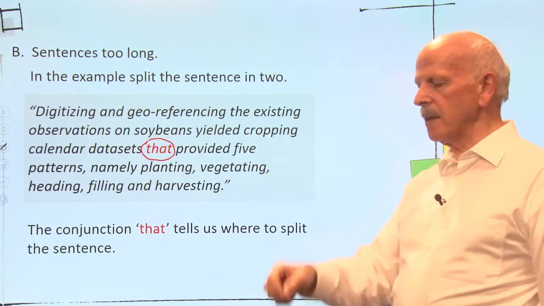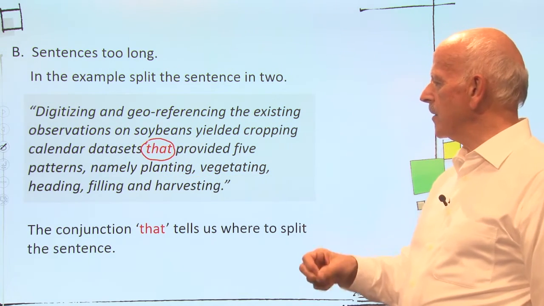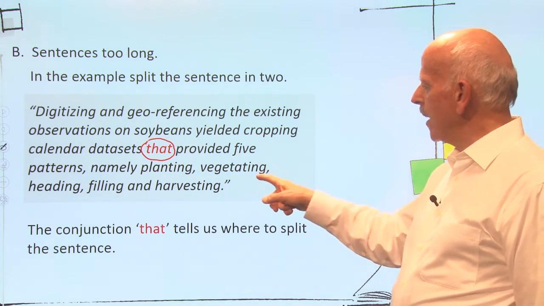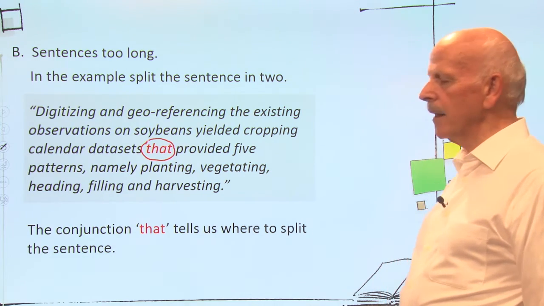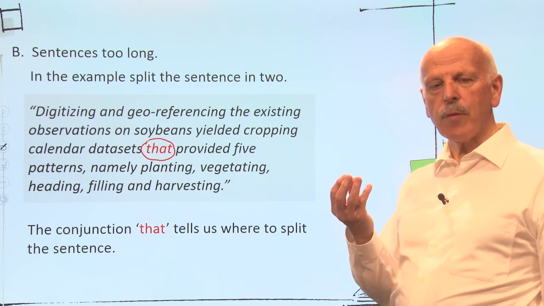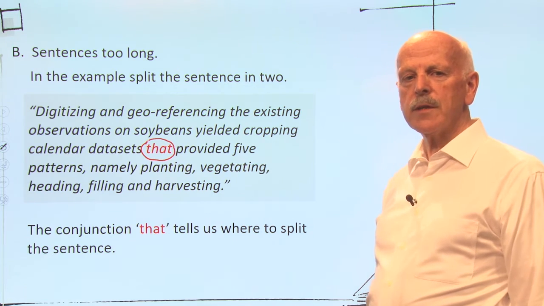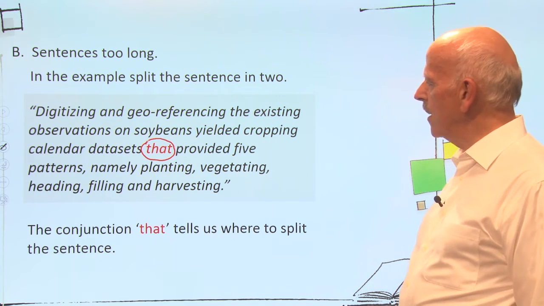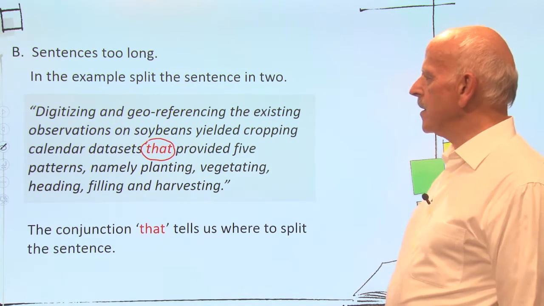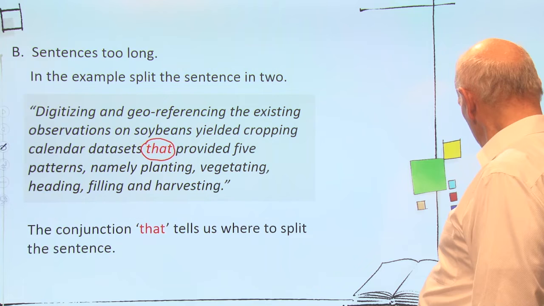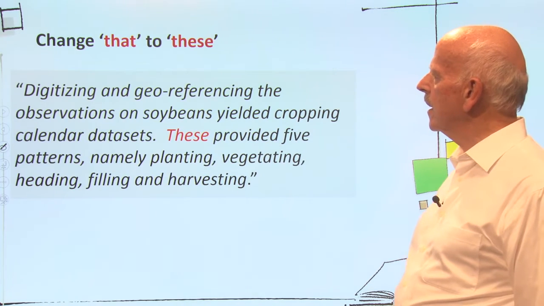Planting. Plant is placed in the soil as a seed. It grows. It starts to vegetate. It heads up. You get finally filling of the seed pods with the soybeans, and finally harvesting. So 5 stages of growth. And if we break this big sentence into two, we have this.